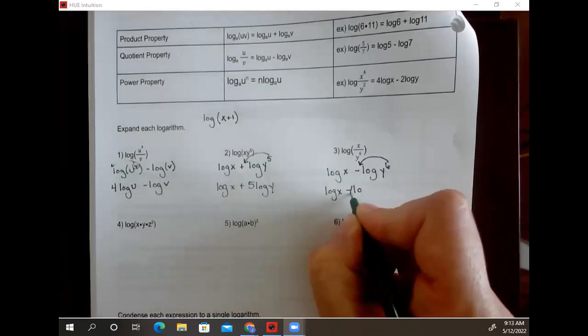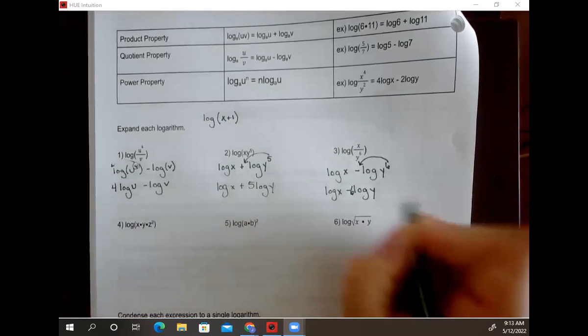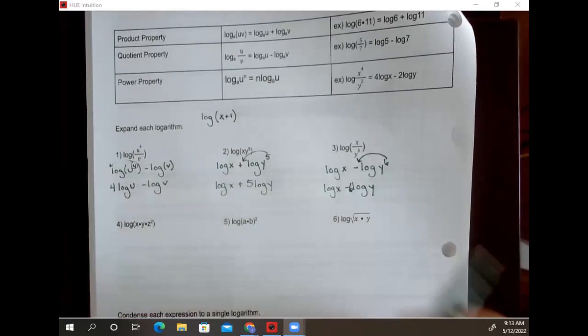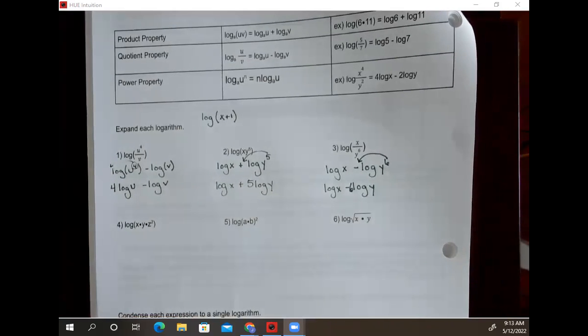Only of the log that has the exponent. So notice the 6 doesn't go in front of this guy. It only goes in front of the log that has that exponent.